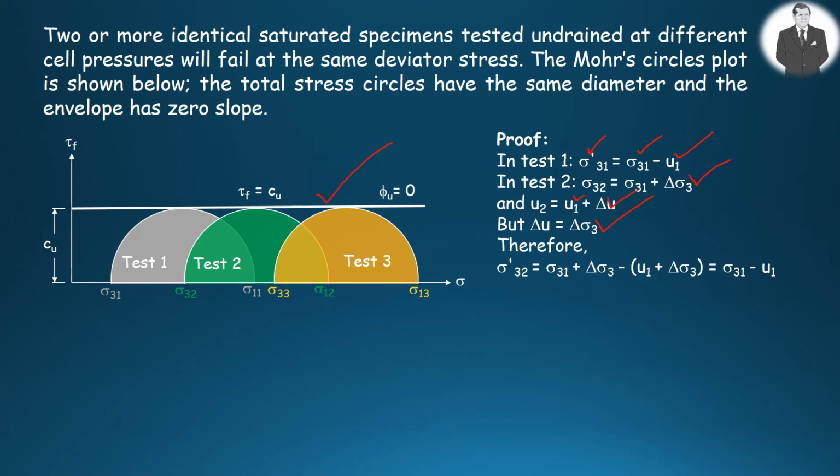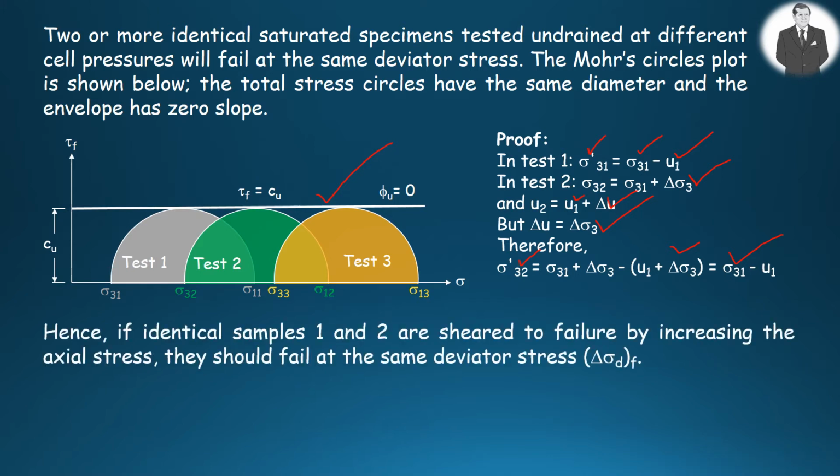For that reason, the effective confining pressure for the second test or for the second sample can be defined as shown here, which is equal to the effective confining pressure for the first sample. That's it. Therefore, if identical samples 1 and 2 are forced to shear by increasing the axial stress, they ought to fail at the same deviator stress.